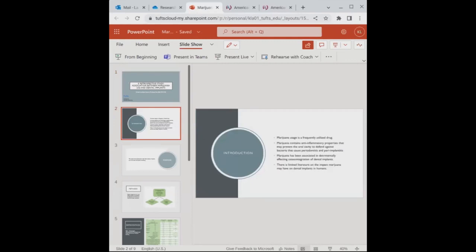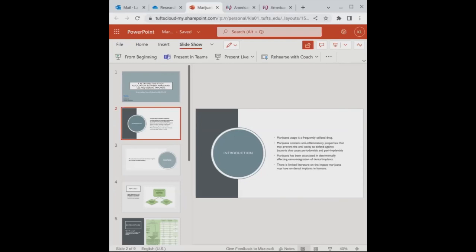Just to give a little bit of background, one of the most commonly used drugs is marijuana. With the recent legalization of marijuana, it has become an accessible drug and it could have impacts on the oral cavity. Marijuana has some anti-inflammatory components that help with pain, but it can also block the oral cavity from being able to defend itself against bacteria that could cause periodontitis or peri-implantitis.